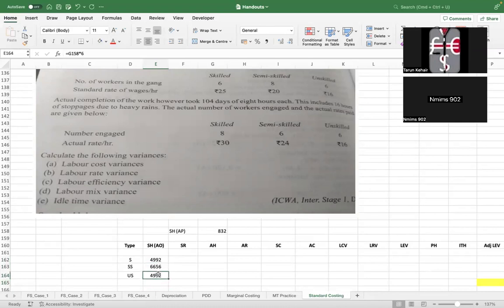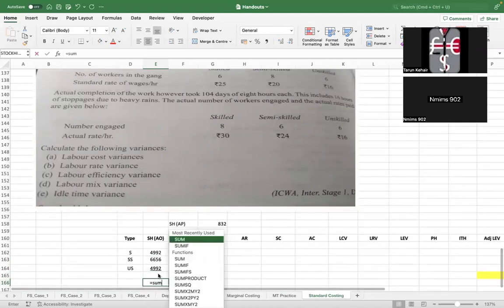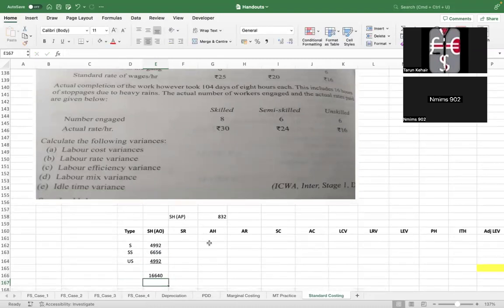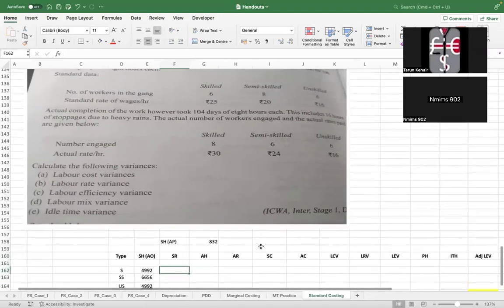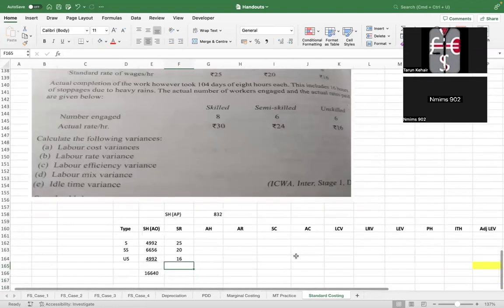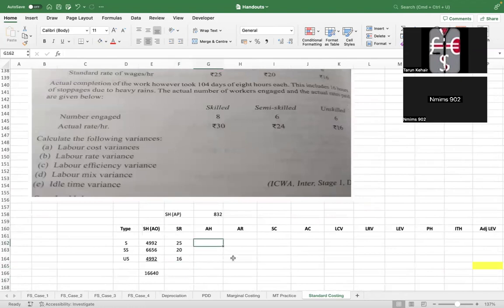So your standard hours for actual output become how many hours? Just take a summation, which is 16,640 hours, right? Now we come to the standard rate, 25 rupees per hour for skilled, 20 rupees per hour for semi-skilled, 16 rupees per hour for unskilled. Actual hours, 832 hours per labor into 8 hours for skilled, 832 into 6 hours for semi-skilled, 832 into 6 hours for unskilled.